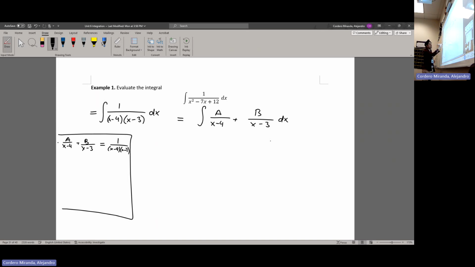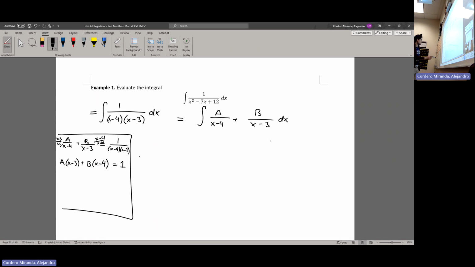So what I mean is if I multiply this one by x minus 3 on top and bottom, and this one by x minus 4 on top and bottom, then the result will just give me a 1 at the end, the 1 from the original numerator. So what's that mean? That means a times x minus 3 plus b times x minus 4 needs to be equal to the one that I had to start with. Okay, very cool, that's nice.